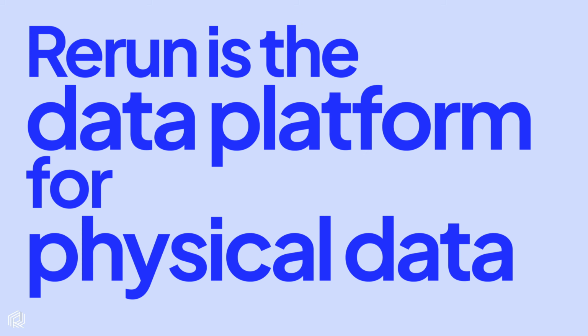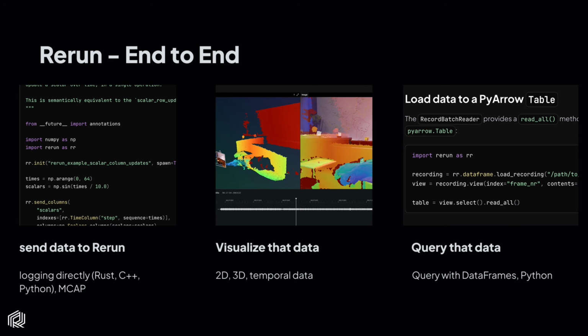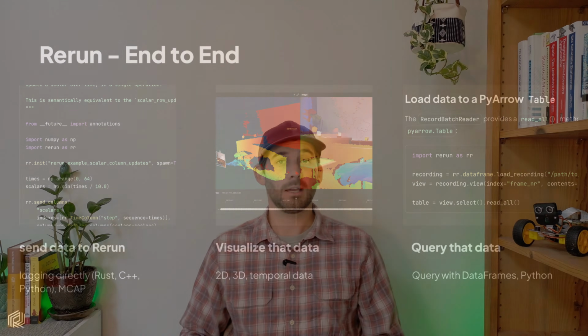And so, again, let's just zoom out. What does Rerun do? Now, in order to understand what Rerun does, I think you need to understand how we think about it. Rerun is a data platform for physical data. Now, that means that you can go from end to end. You can send data to Rerun, log directly with Rust, C++, read MCAP files. You can visualize that data with the viewer, right? So you have the SDK. Now we're getting to the viewer. You can see temporal data, 2D, 3D, all kinds of different data. And then ultimately you can query that data out of Rerun. You can get data frames, you can use Python, and you can prepare data for things like machine learning.